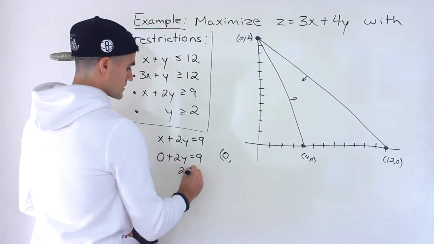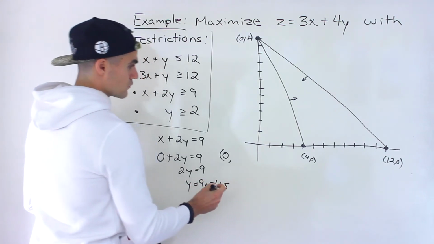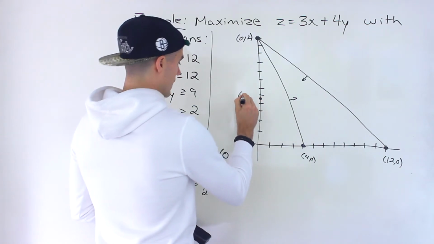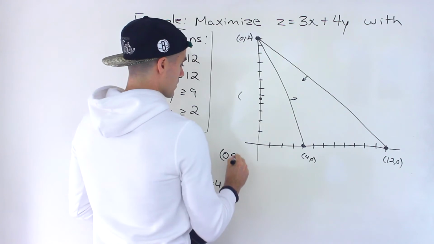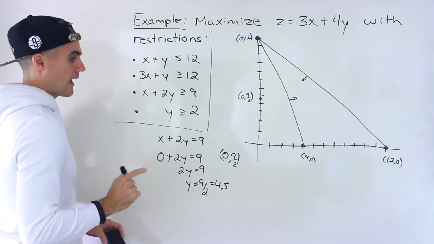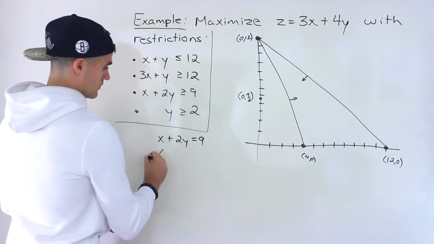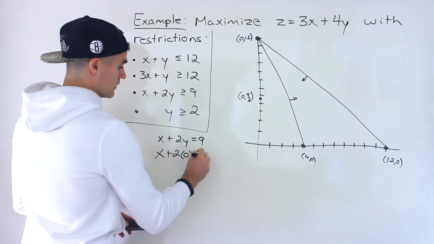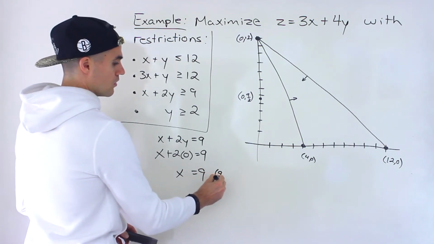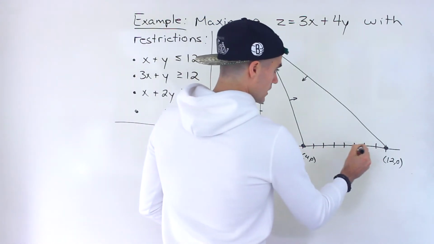So we'd have 2y is equal to 9. So y would be 9 over 2, or that's 4.5. So 4.5, 1, 2, 3, 4, it would be over here. So that would be the point 0, 9 over 2. And then if we want the corresponding x-intercept, plug in 0 for y, and we'd end up with x equaling 9. So 9 and 0 would be the x-intercept for this line, which would be over here.